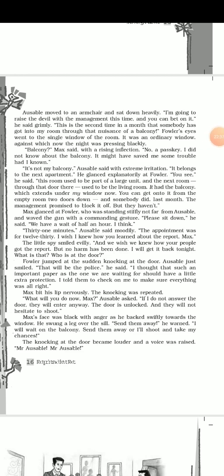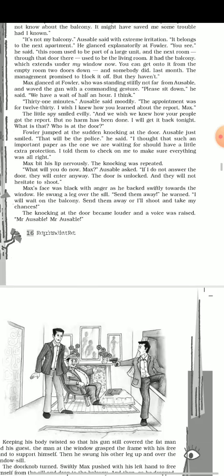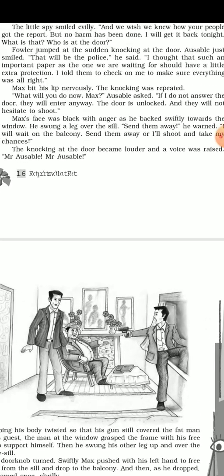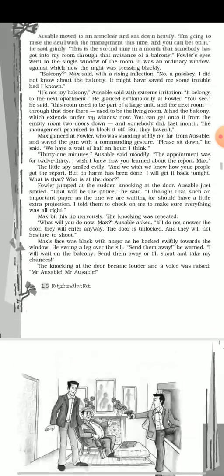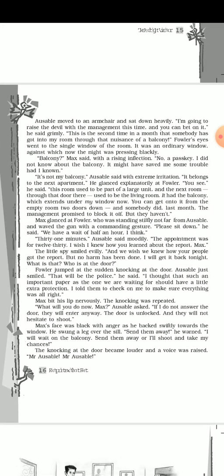Ozable moved to an armchair and sat down heavily. "I'm going to raise the devil with the management this time, and you can bet on it," he said grimly. Grimly means seriously. Ozable sat on his chair. So, children, that is shown in this picture. Ozable is sitting on his chair, and what he says is that he would fight with that management. I would start a fight with this management that is very poor, the management of this hotel, right?